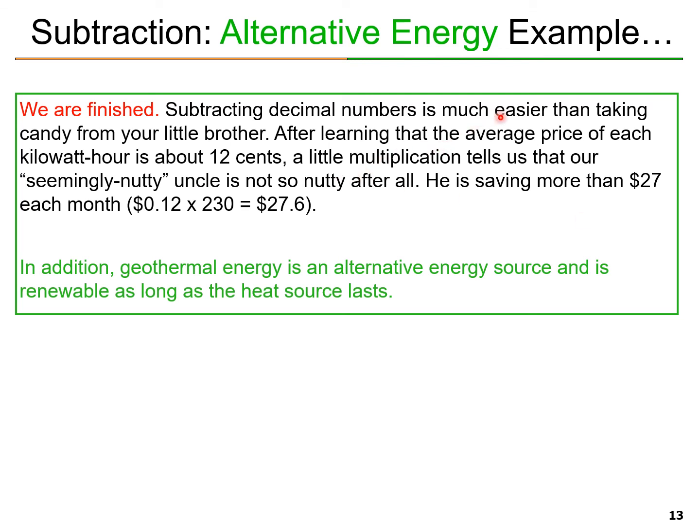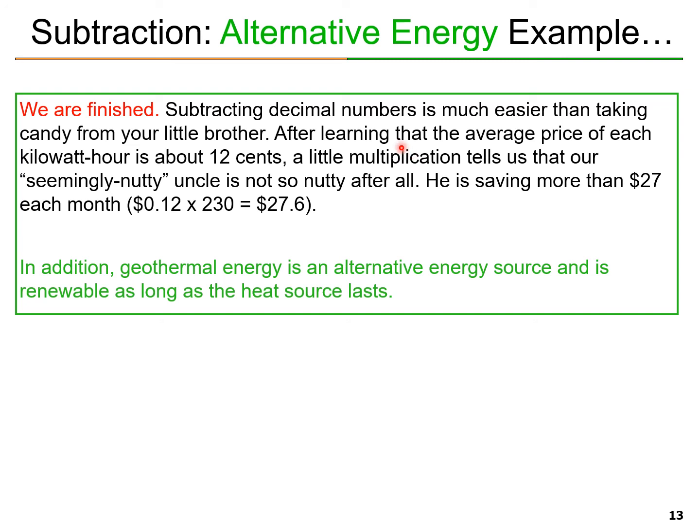Subtracting decimal numbers is much easier than taking candy from your little brother. After learning that the average price of each kilowatt hour is 12 cents, a little multiplication tells us that our seemingly nutty uncle is not so nutty after all. I know that you may or may not know how to do multiplication at this point. Even if you haven't, that's fine.